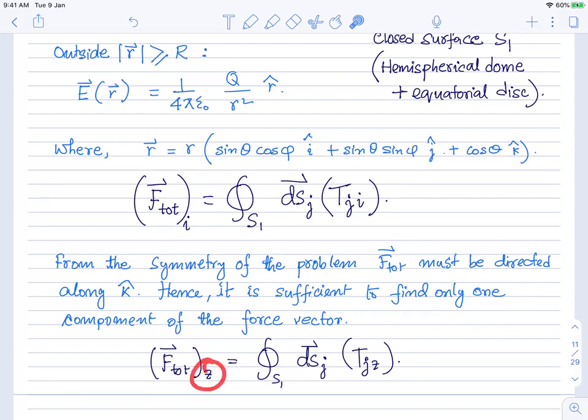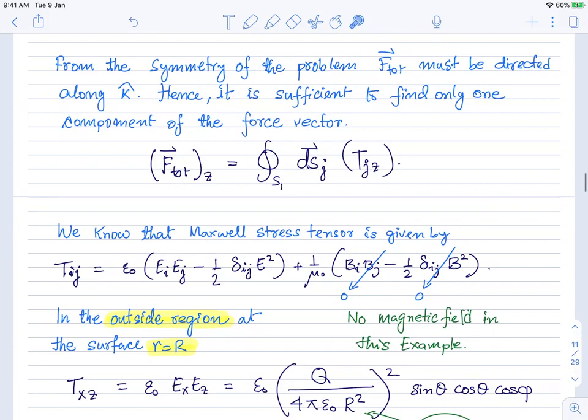And if this is z here, this goes and becomes this index out here in t. So basically, this j is summed over for the surface integral, but this free index is z, because we are interested in finding the force in the z direction. Okay, very good. So now we look at the Maxwell stress tensor and see what it tells us.